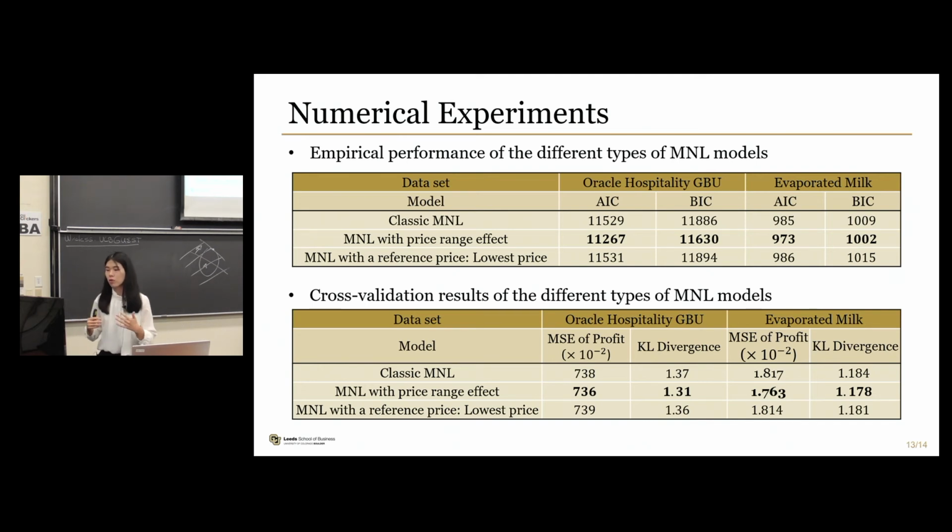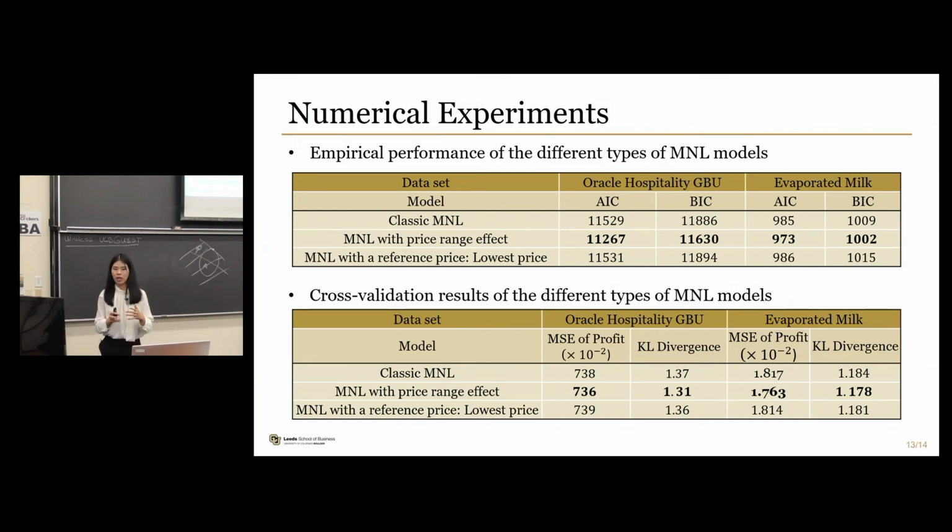We show the result of the AIC and the BIC, the two measures of goodness of fit. Here, the lower value means better performance. You can see that among these three models, our model, the MNL model with price range effect, has the best performance. In the second part, we did the cross-validation.